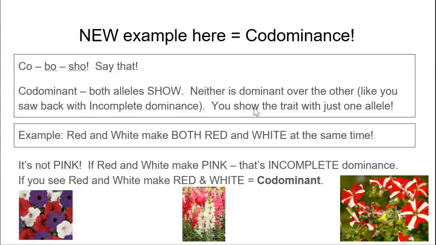An example before was maybe we had red and white and it made pink for incomplete dominance, but now red and white makes something both red and white at the same time. It's not pink, that's incomplete dominance. But if you're red and white at the same time, that's codominance.